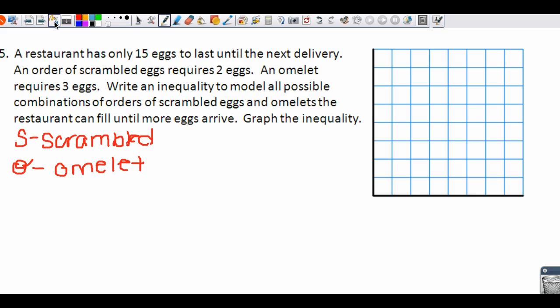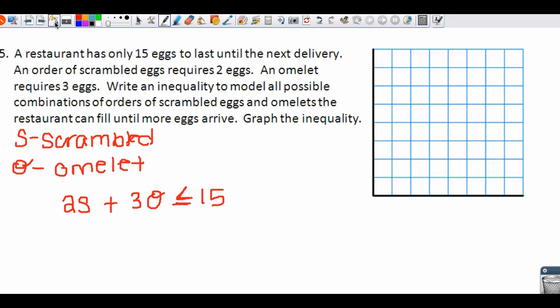Write an inequality to model all possible combinations of orders of scrambled eggs and omelets. So if you need 2 eggs per scrambled, that's 2s. You need 3 eggs for omelets, that's 3o. And the total number of eggs is 15. So the orders of omelets and scrambled eggs has to be less than or equal to 15.